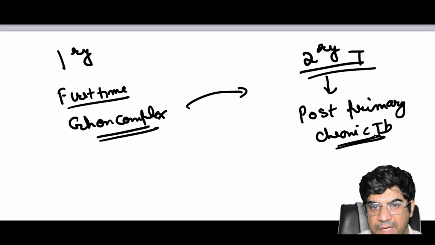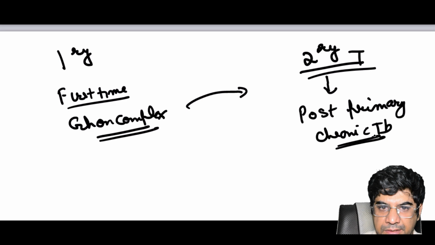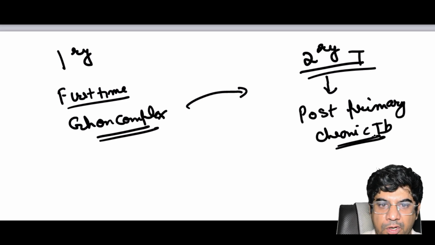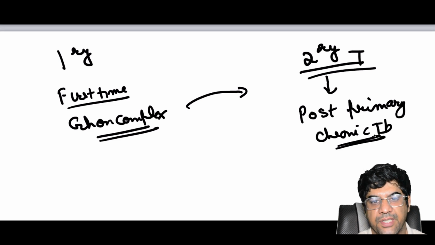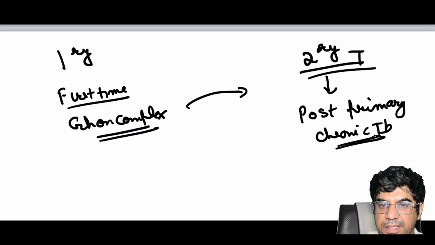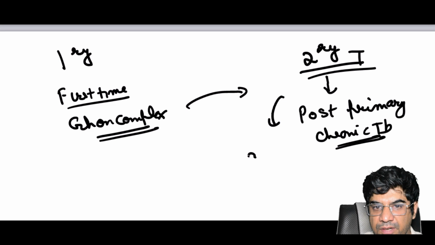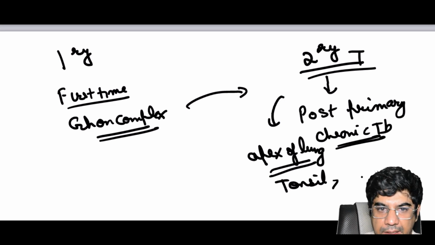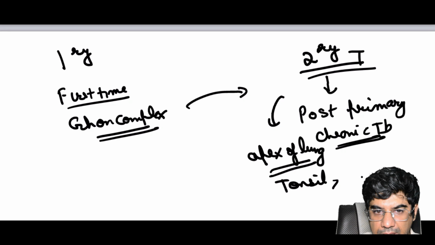So what is the source of infection here? The source can be exogenous reinfection or reactivation of dormant primary tuberculosis lesion. The most common site is the apex of the lung, and it can involve the tonsil, pharynx, larynx, small intestine and skin. So where does the secondary tuberculosis most commonly occur? It occurs in the lung apices.